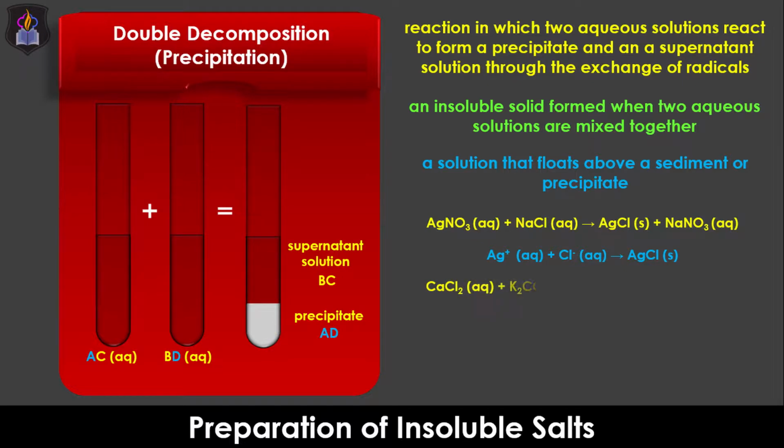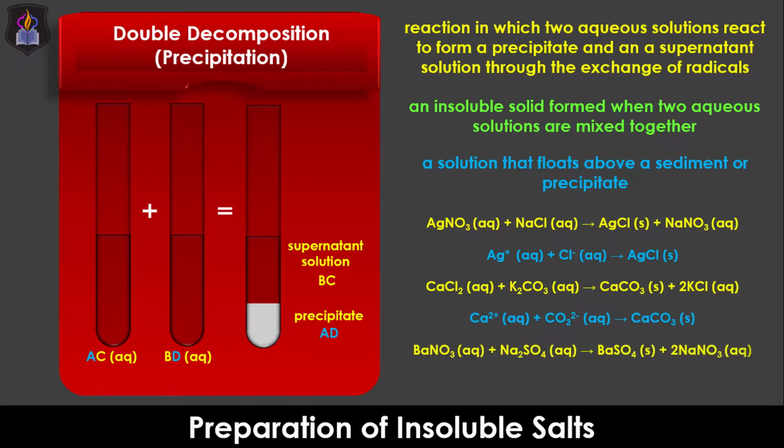Similarly, calcium carbonate can be prepared by reacting calcium chloride solution with potassium carbonate solution. While the calcium chloride provides the calcium radical, the potassium carbonate provides the carbonate radical. Potassium chloride is also formed as a supernatant byproduct. Another salt that can be prepared by double decomposition is barium sulfate, by reacting aqueous barium nitrate and sodium sulfate solutions. The barium nitrate provides the barium radical, while the sodium sulfate provides the sulfate radical.